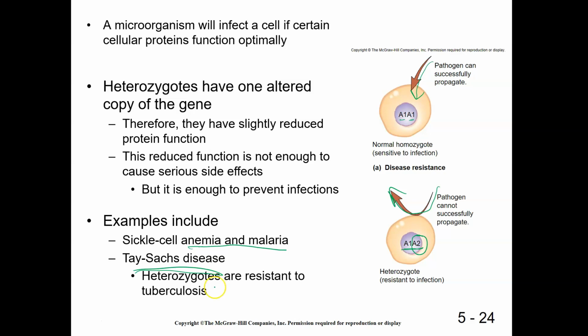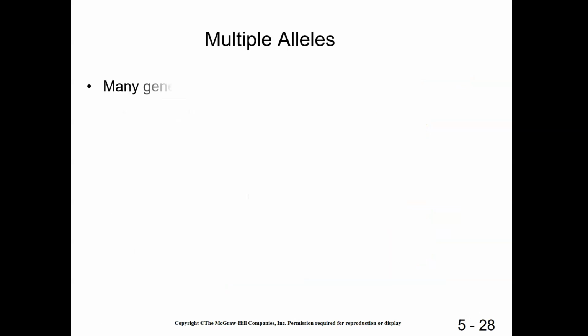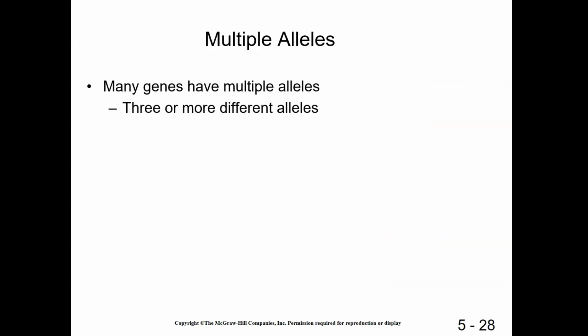Heterozygotes are resistant to tuberculosis in Tay-Sachs disease. Tay-Sachs is a pretty ugly disease, but you'll never get tuberculosis. And that, of course, is why Tay-Sachs is elevated in areas where there's a high tuberculosis rate.